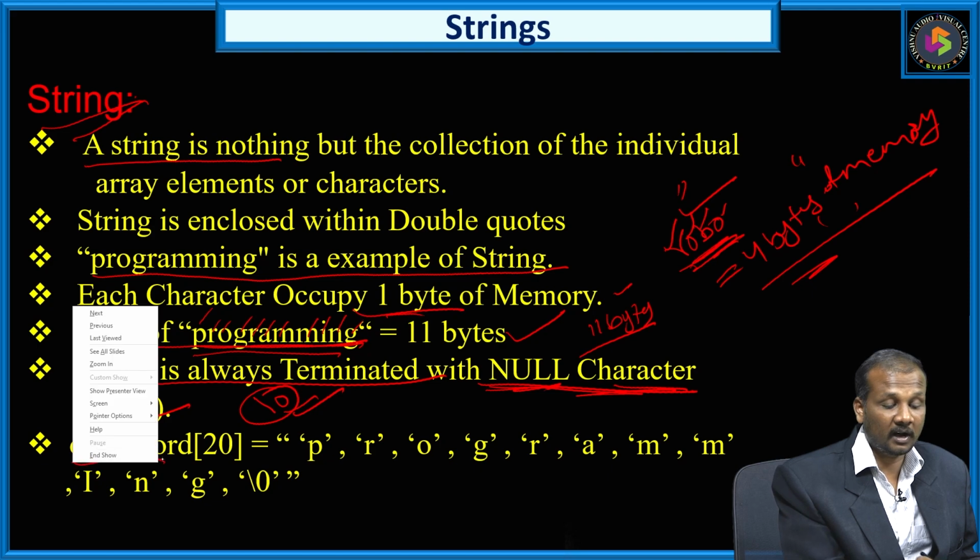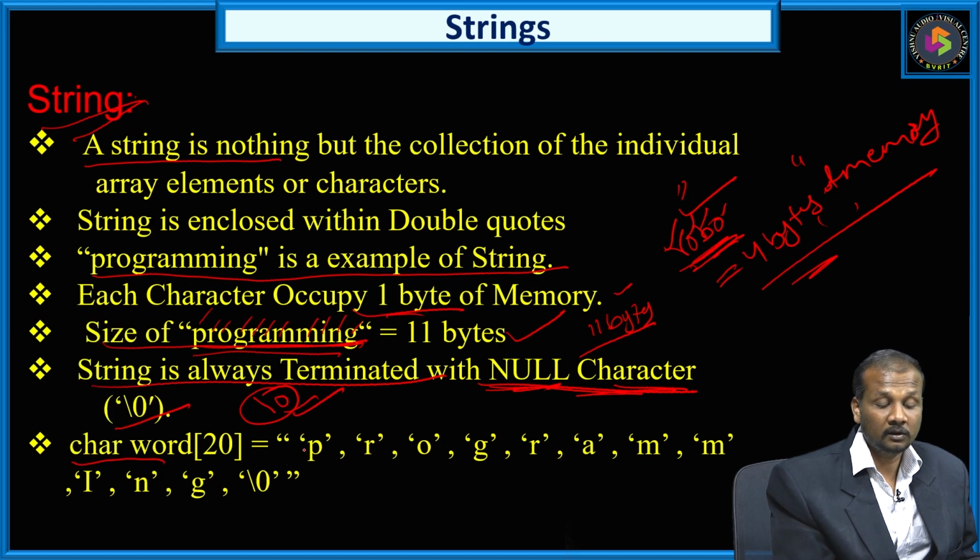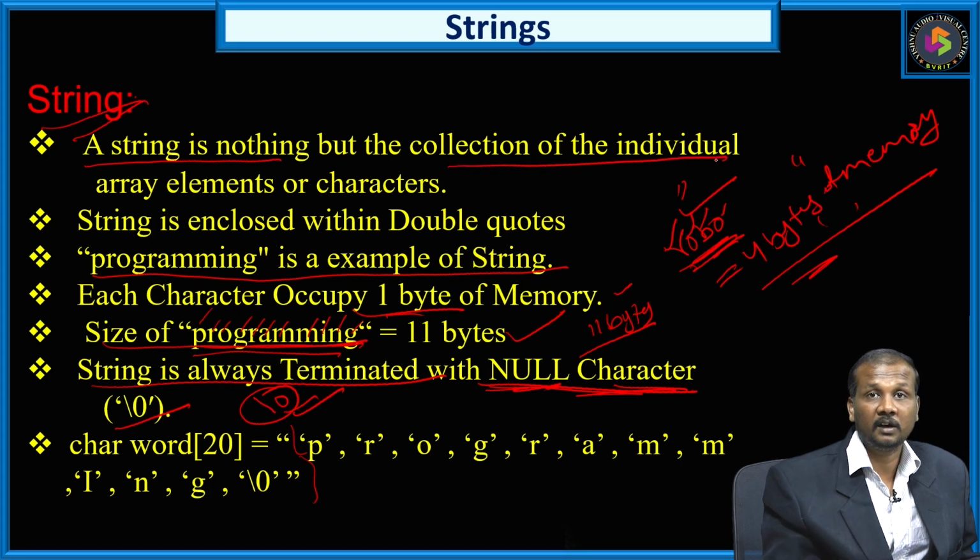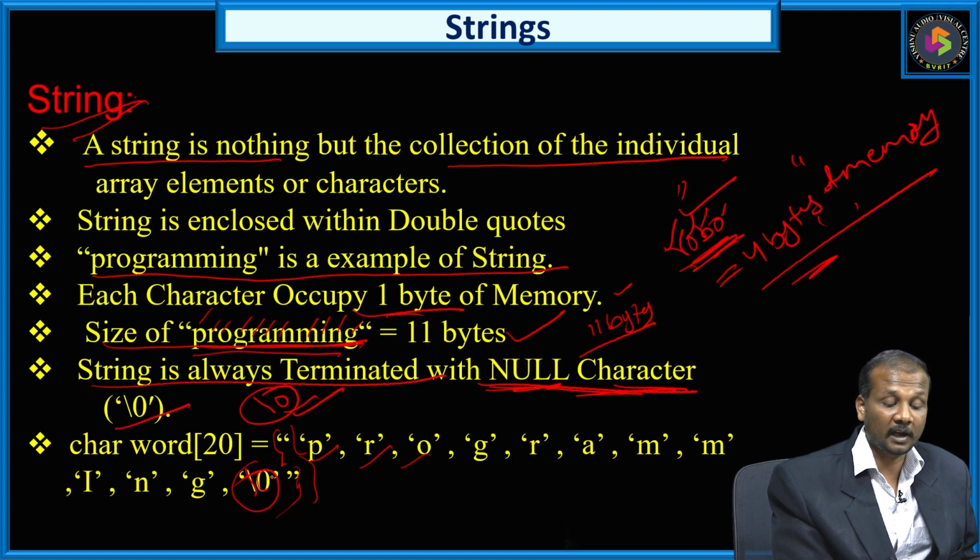What is an example of a char word? This is also a string example. What is the meaning of string? A string is a collection of characters. This is also a collection, using single quotes: P, R, O, G, R, A, M, M, I, N, G, ending with a null character. This is also a string. It is compulsory and mandatory. It should be declared as individual characters, and you must end with \0.